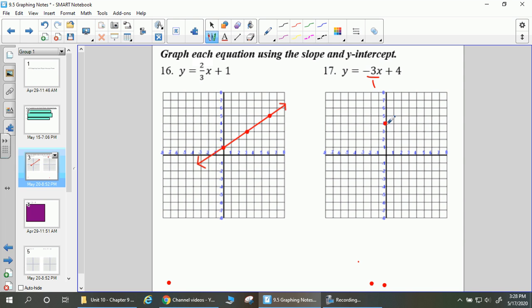So here from my dot, I go down 3 over 1, put a dot. And I can do that more. Down 3 over 1. Down 3 over 1. And again, you can do that as many times as you want. The key being is once you have a couple dots, we connect them with our line and we put our arrowheads.